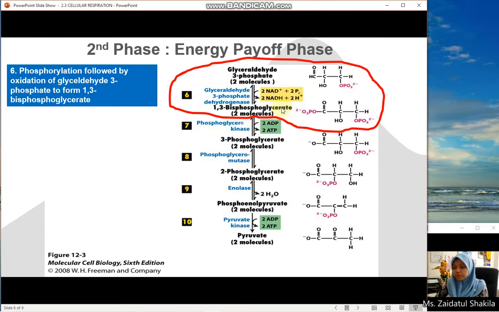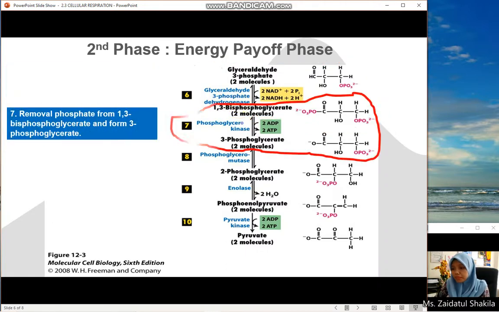Number 1 is the addition of a phosphate group to glyceraldehyde 3-phosphate. The second process is the oxidation of glyceraldehyde 3-phosphate. The oxidation causes NAD to be reduced and form NADH, and this reaction is catalyzed by the enzyme glyceraldehyde 3-phosphate dehydrogenase.